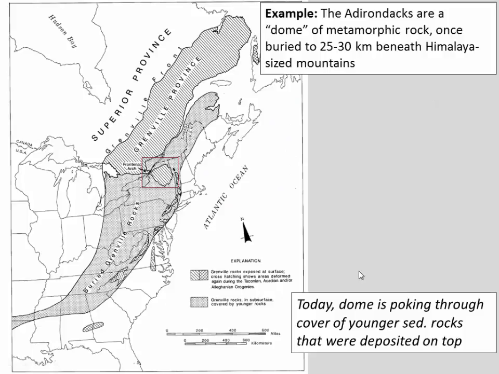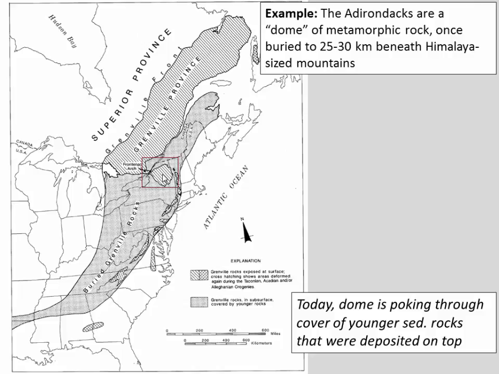Now, a good example of metamorphic rocks in our region is the Adirondacks. These are the mountains immediately to our west. So we're here in Vermont, in Middlebury, and here's the Adirondacks of New York. And these are totally unique rocks. They're metamorphic rocks, mostly gneisses, that were once buried 25 to 30 kilometers beneath Himalaya-sized mountains.